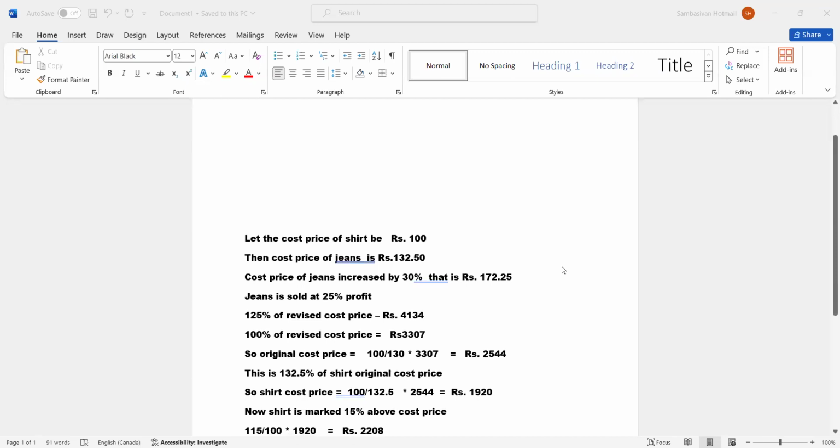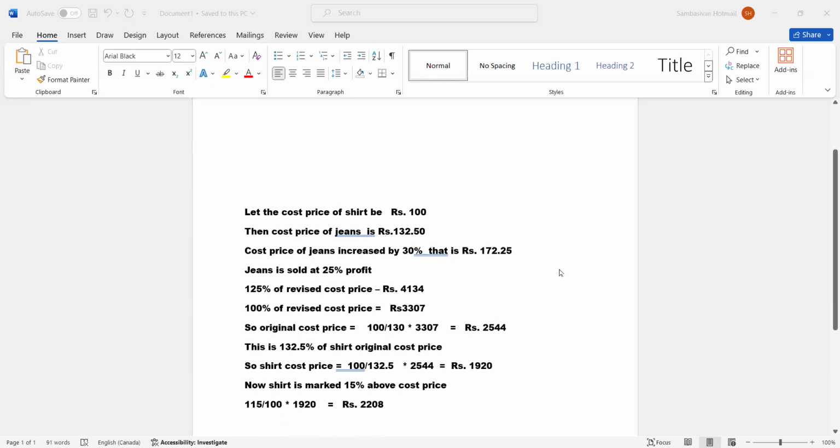Let the cost price of the shirt be rupees 100. Then the cost price of jeans is rupees 132.50. Now, the revised cost price of jeans is 30% more than this. That is 130 divided by 100 into 132.5, which is equal to rupees 172.25.